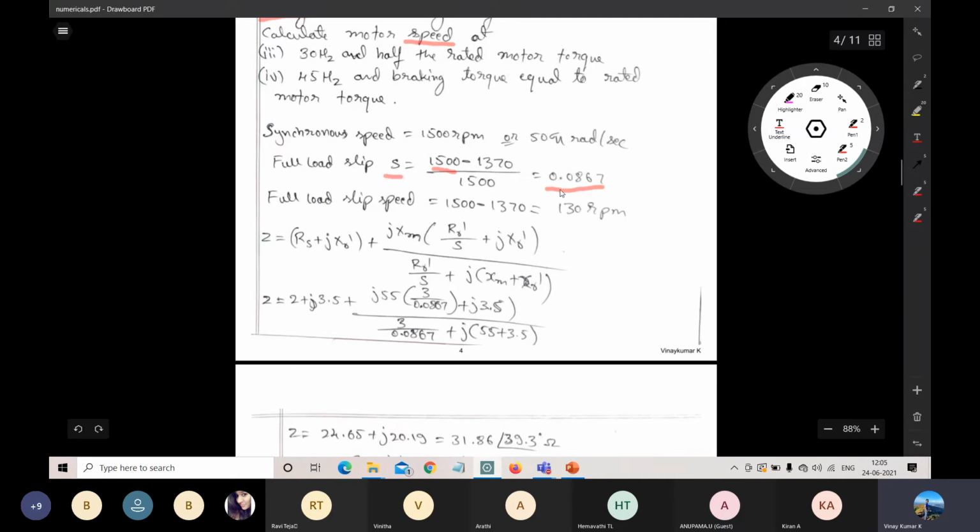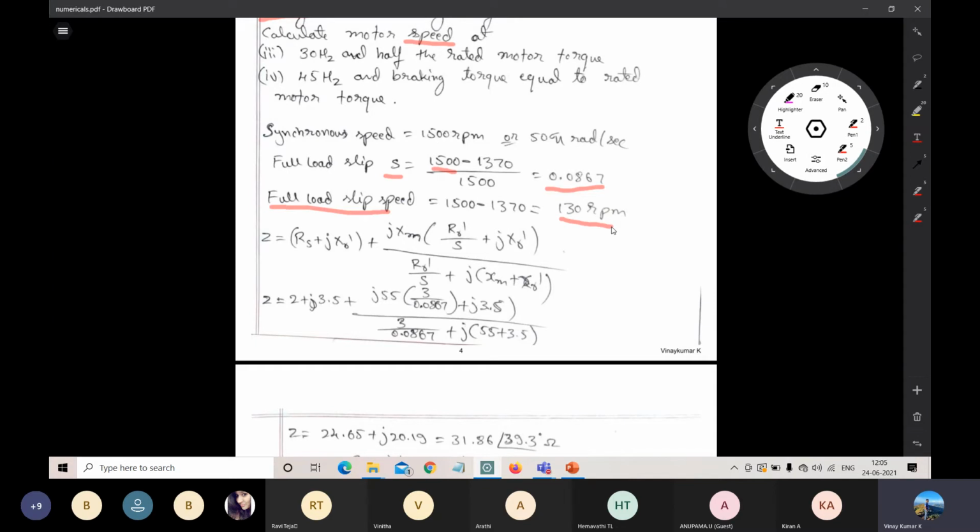Okay, so we need to calculate the full load slip speed. The full load slip speed will be given by the difference between the synchronous speed and the speed at which the motor is rotating. That difference will give you the full load slip speed. So 1500 minus 1370, you will get 130 rpm. So keep it apart.